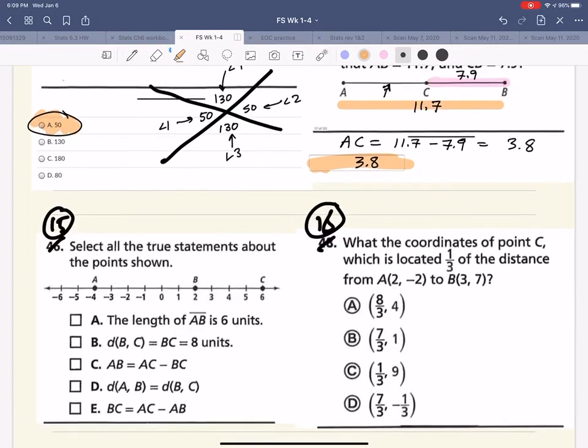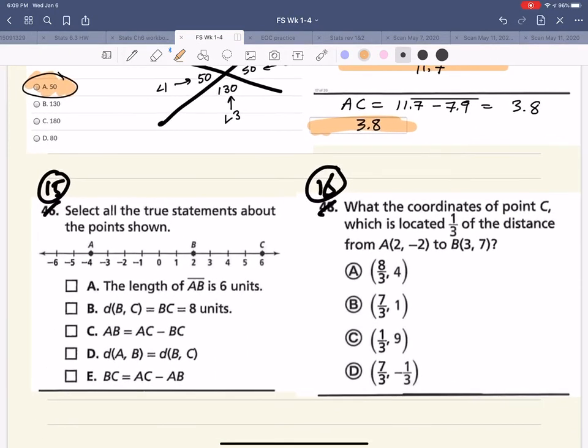Nice. Okay, 2 more. This feels like the last one. Slightly different numbers, 1, 2, 3, 4, 5, 6. So AB here is 6, 7, 8, 9, 10. AC is 10. So 1, 2, 3, 4. BC is 4. Okay, now with that information, let's answer our questions.